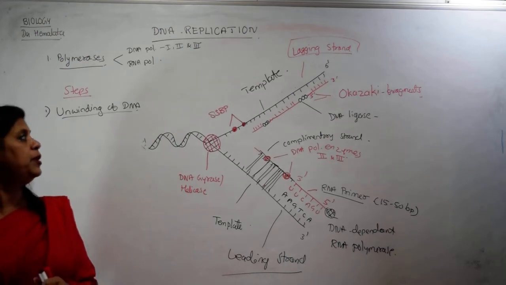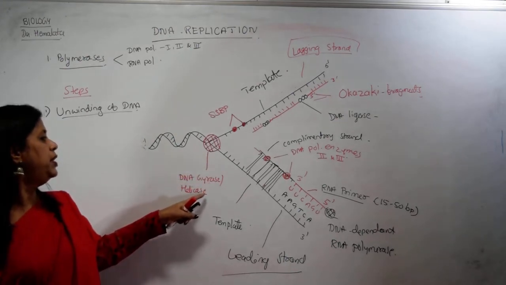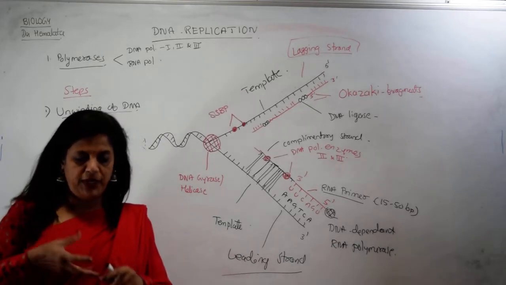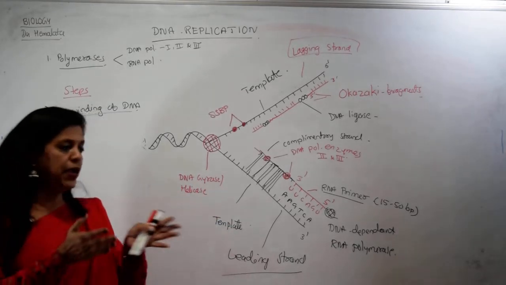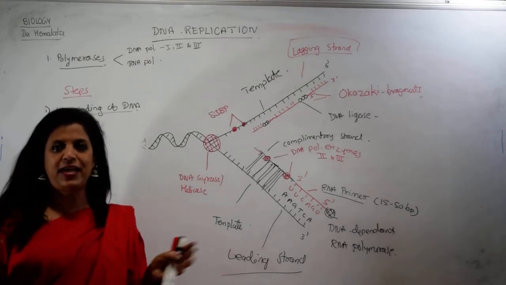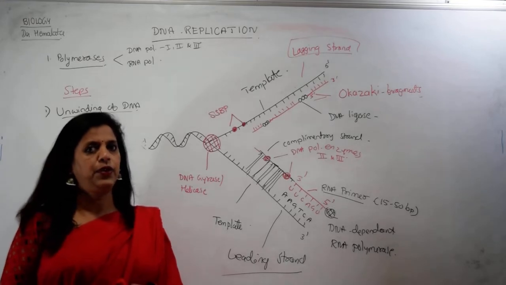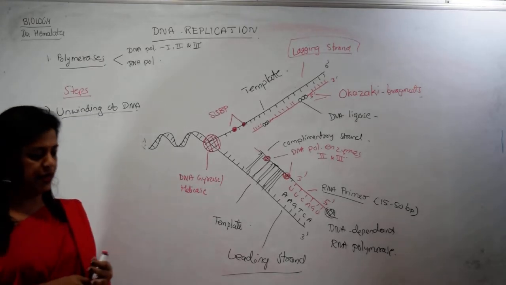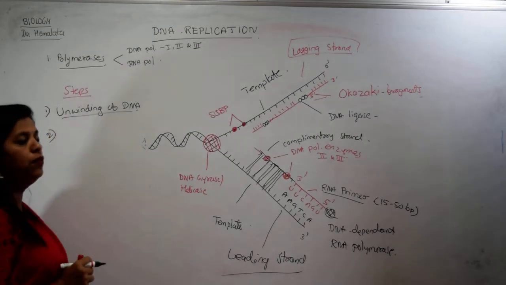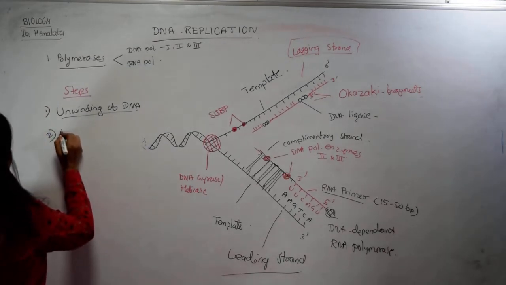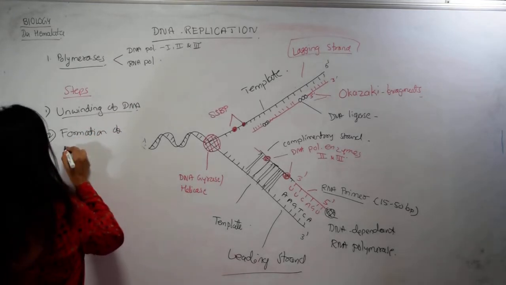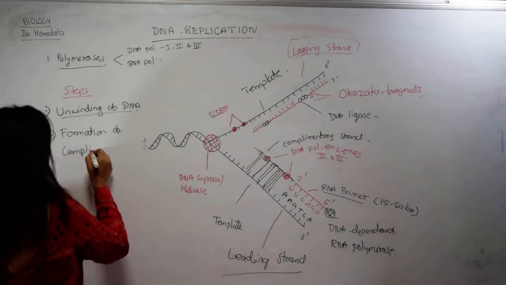And unwinding takes place in the presence of the enzyme DNA helicase along with the unwinding proteins. It separates the two strands by breaking the hydrogen bonds into two single strands called templates. First step, okay? That's the unwinding of double-stranded DNA. Second step is the formation of new complementary strands. So how exactly does formation of complementary strands take place?